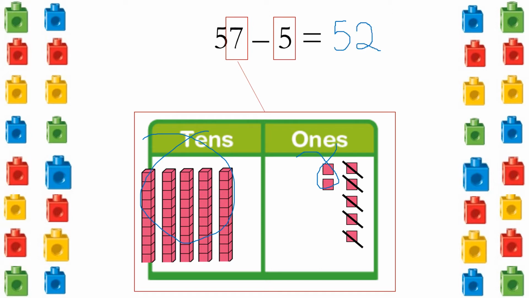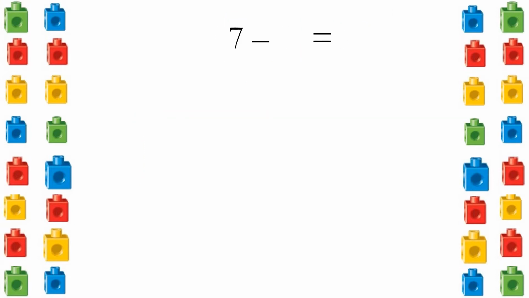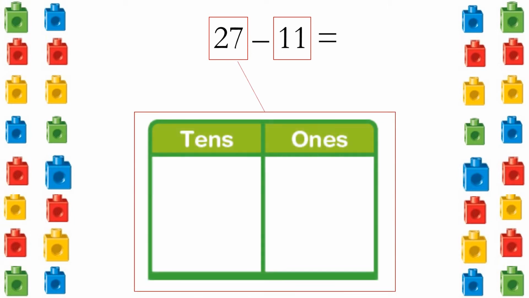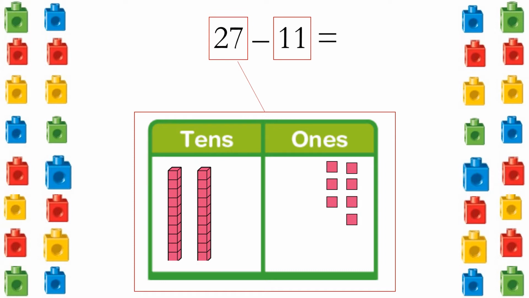Okay, now let's move on. Now let's look at this one. 27 minus 11. We are subtracting two-digit numbers. So, what are we going to do? Model the big number. 27 can be shown as 2 tens and 7 ones. Now we have to ask ourselves if we need to regroup. 7 minus 1. That's possible. We can do that. So we don't need to slide anything over.